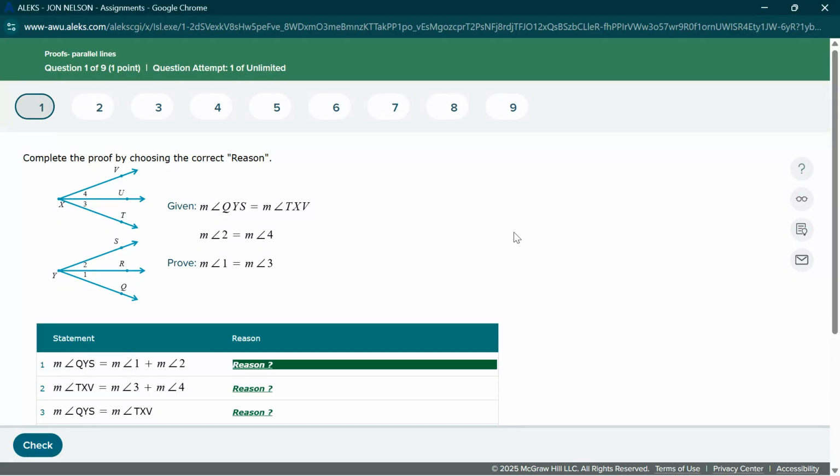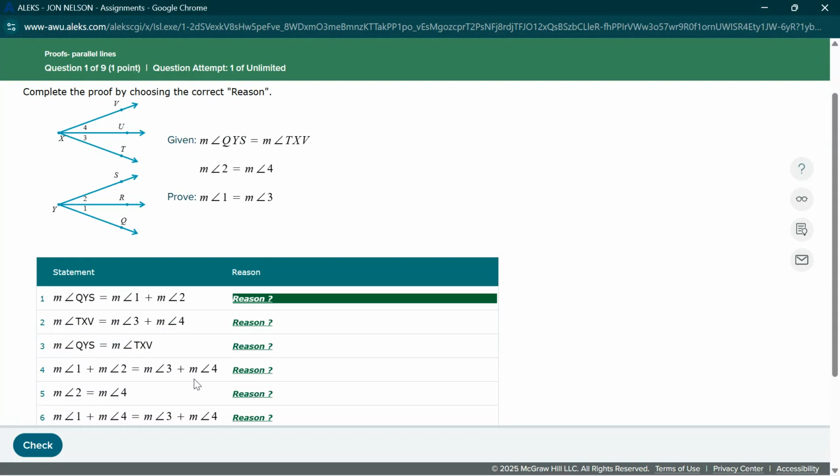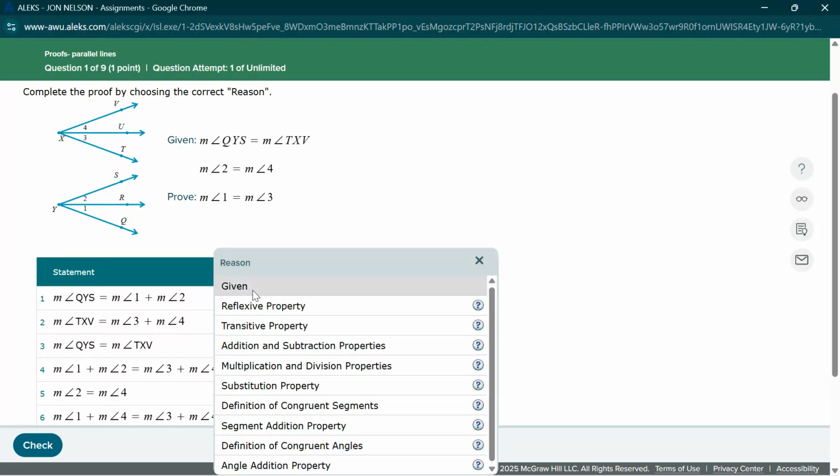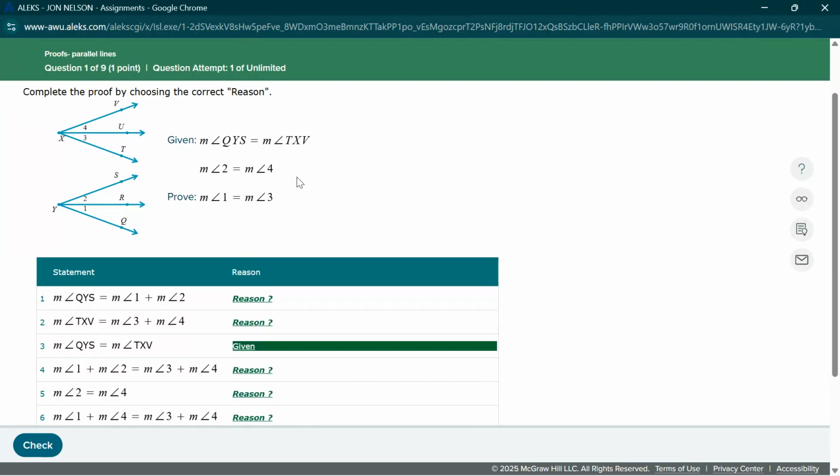I know you can. And so when you look at a proof, here's the given information, here's what we're trying to prove. All of these things are going to be down here in the proof. So we could scan through and see if the given information is anywhere, right? So here is the given information right there. That would be an easy one to pick. Angles 2 and 4 are equal to each other. Hey, there it is right there.